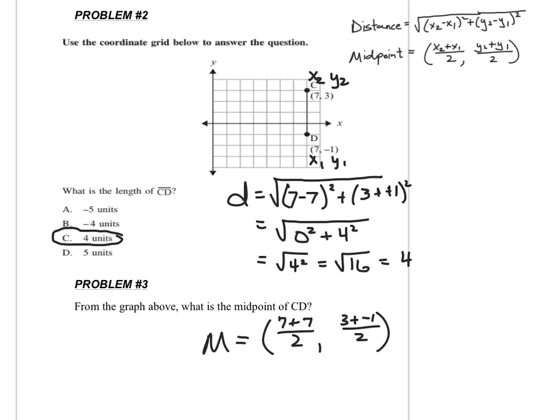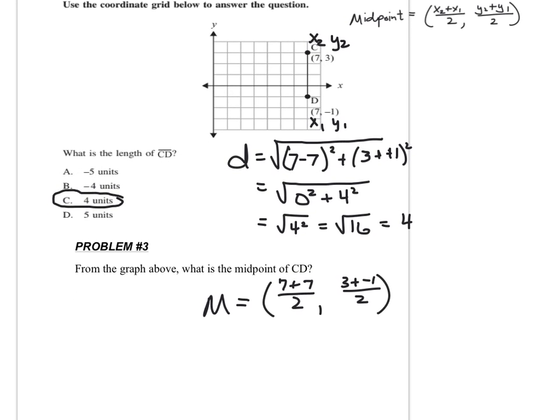So when I go through and simplify these, 7 and 7 is 14 divided by 2. 3 minus 1 is 2 divided by 2. So the midpoint is going to be the ordered pair 7 and 1. So if I go to the ordered pair 7 and 1 and put a dot down there, I'm going to go right 7 and I'm going to go up 1. And you'll notice this dot right here is 7, 1. That happens to be exactly in the middle, which is the midpoint.